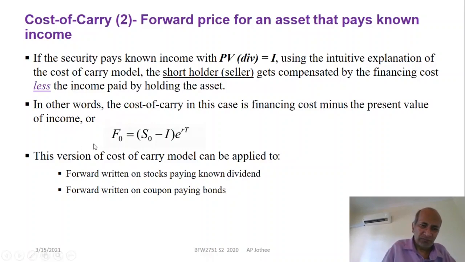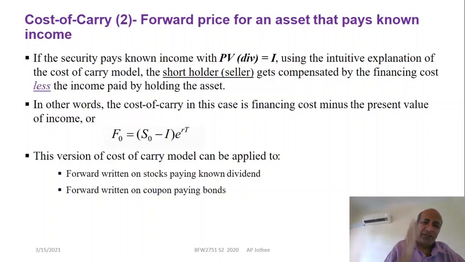That is, F0 equals S0 minus the I from the S0, before you calculate the exponential rate of it. This version of cost of carry model is applied to forward contracts on stocks that pay a known dividend anytime between the time of the inception of the forward contract until the forward contract matures. If you receive a dividend after that, there is nothing to consider.